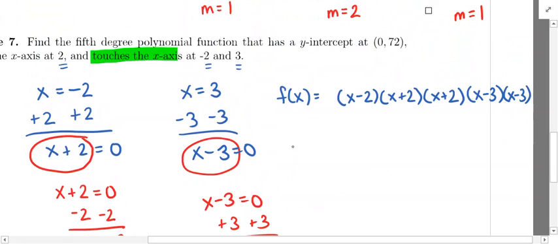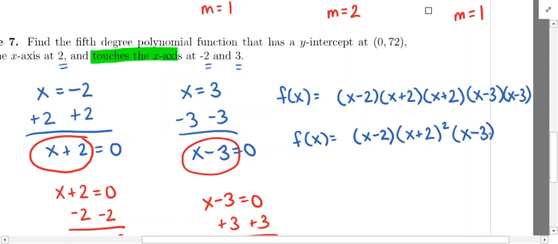Okay, so we can simplify this. We can write x minus 2, and then we have x plus 2 times x plus 2. We can write that as x plus 2 squared. And then we have x minus 3 times x minus 3. We can write that as x minus 3 squared. All right, so we're almost there.